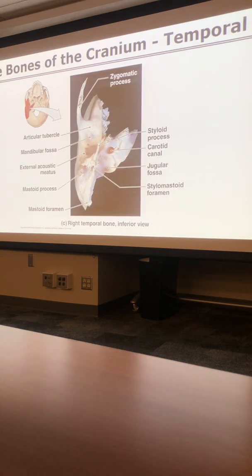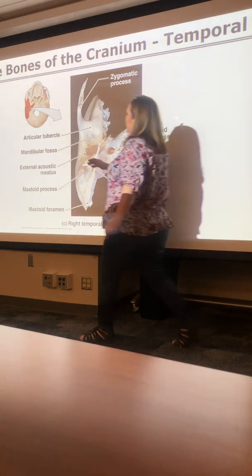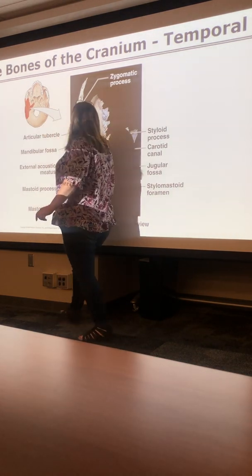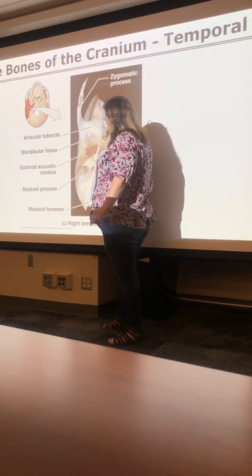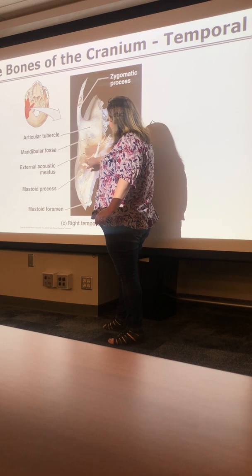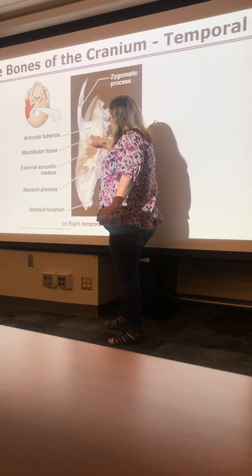So this is an inferior view looking at the temporal bone. So you can see where they've taken it out from. Hold it down here. This is going to be anterior. This is going to be posterior. And so your external acoustic meatus is going to be right in this area, mandibular fossa.